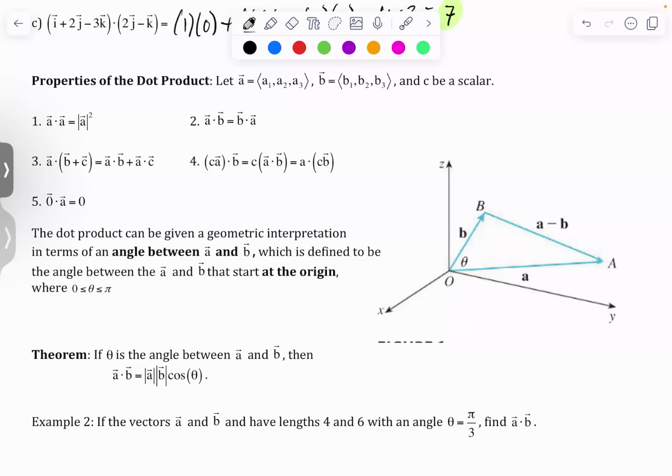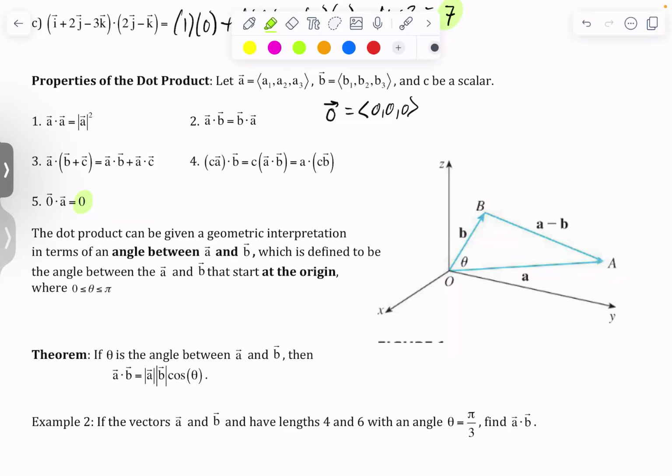Now, I want to remind us, for the last property, the 0 vector is the vector that has all zeros for its components. And when you dot the 0 vector with any vector, we just get a result of the number 0. Now, this is not the 0 vector. This is literally just the number 0.